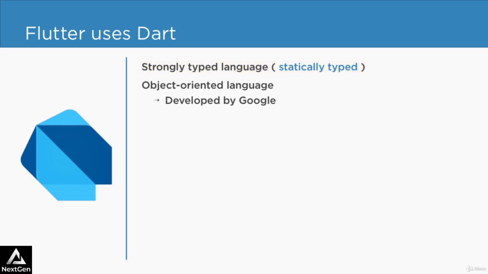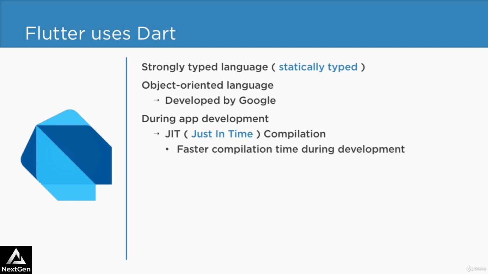Now Dart has a very fast development cycle because it supports JIT, that is just-in-time compilation. Well, it is a kind of compilation which results in faster compilation of the code during application development. That is, whenever you make any changes to your code, you can reload your application on your device very fast, in no time. It is also known as hot reload of the application.